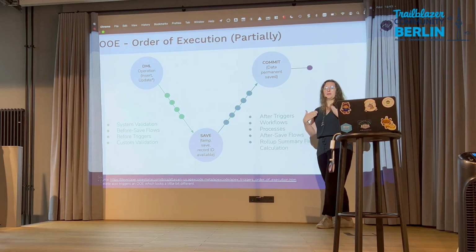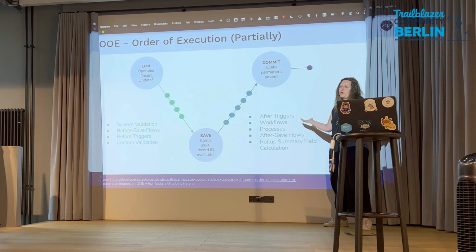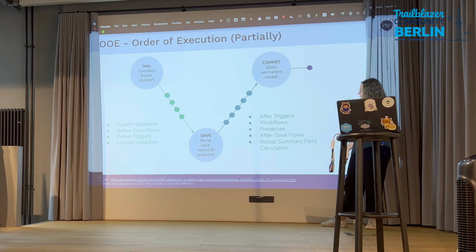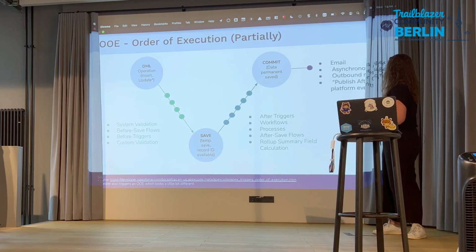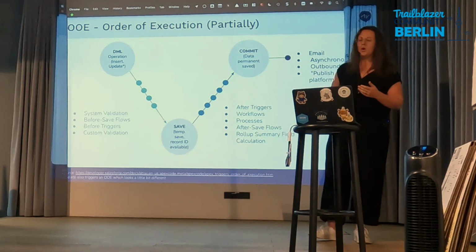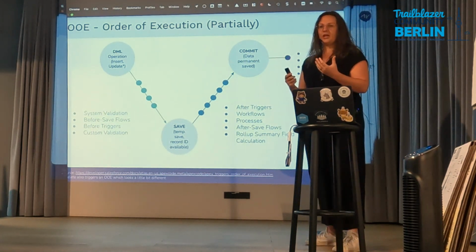After the save, there is more logic that can happen. We've got after triggers. We still have workflows and processes. They are old, but they are still there. We've got the after save flows. We've got roll-up summary fields that are being calculated, and a few more things. And then after the commit, we have things happening like emails actually being sent out, outbound messages being sent out, those sorts of things. Okay. So that's order of execution in a nutshell.